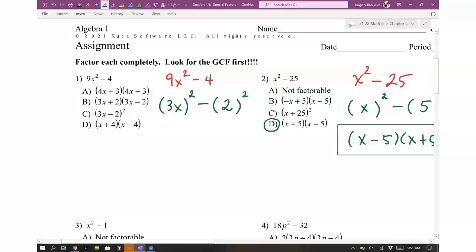Now that I have that, I'm pretty much done. I just need to write that little pattern, right? So 3x minus 2, 3x plus 2. And that's it. I factored it. I'm done.